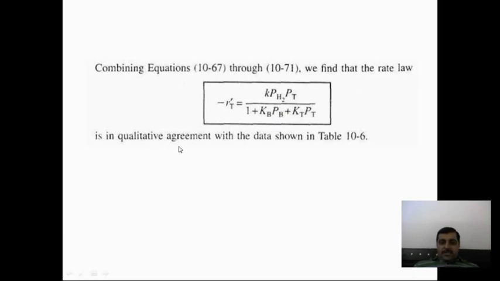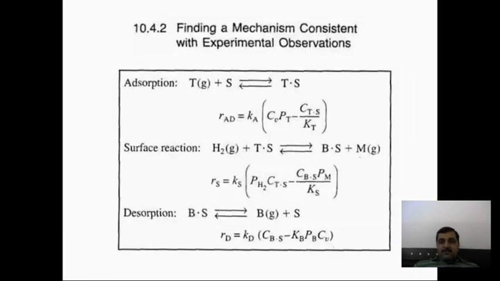Let's move on to the second step, which said we have to find a mechanism which is consistent with the experimental observations. So we have made a few observations, that it is dependent on toluene. So the very first step has to be adsorption of toluene. Second step, because methane is not going to have any dependency, we say it remains in the gas phase.